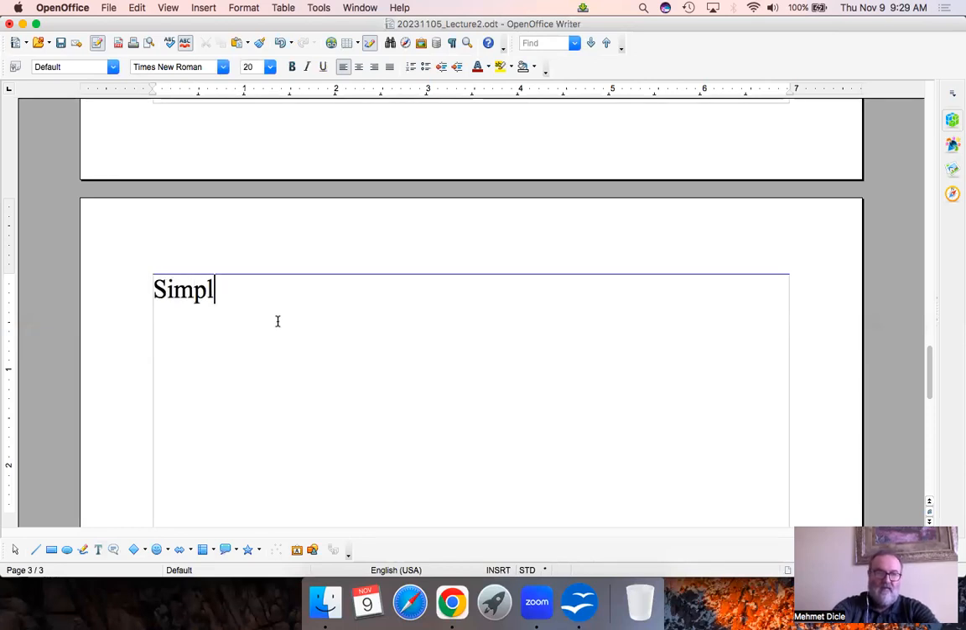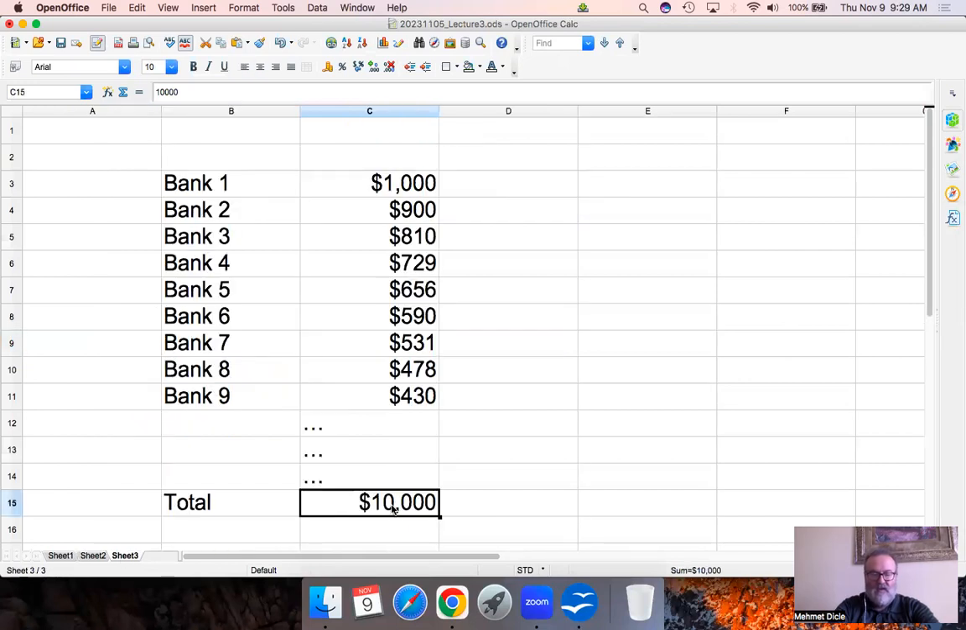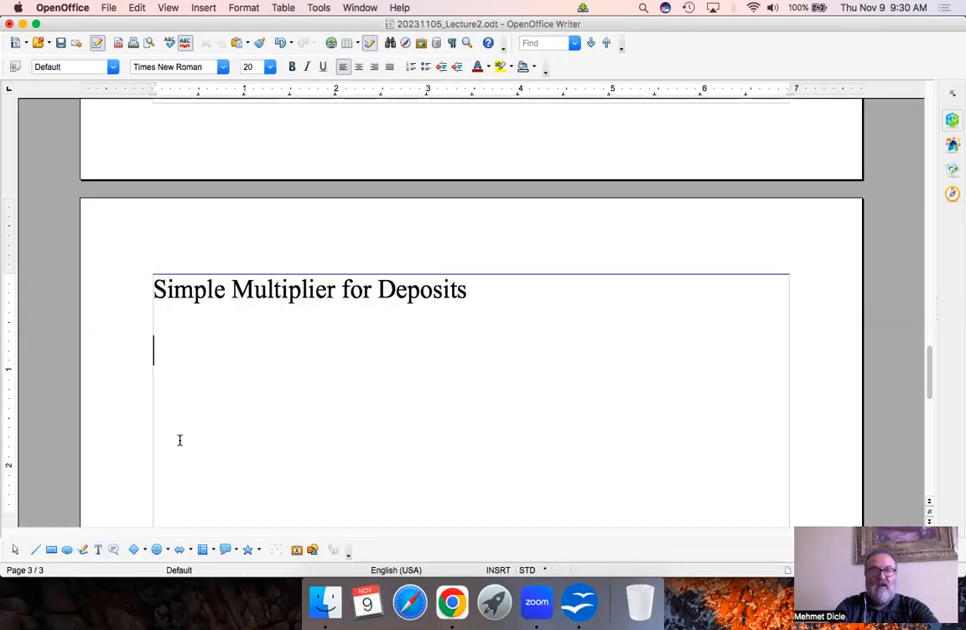So we will assume for the simple multiplier model, for deposits, right? So we will go through how we came up with this number right here. And you can see I just typed it in. So how did I actually come up with that? And then we'll go through the money multiplier today, and then hopefully that will be it for today's discussion.